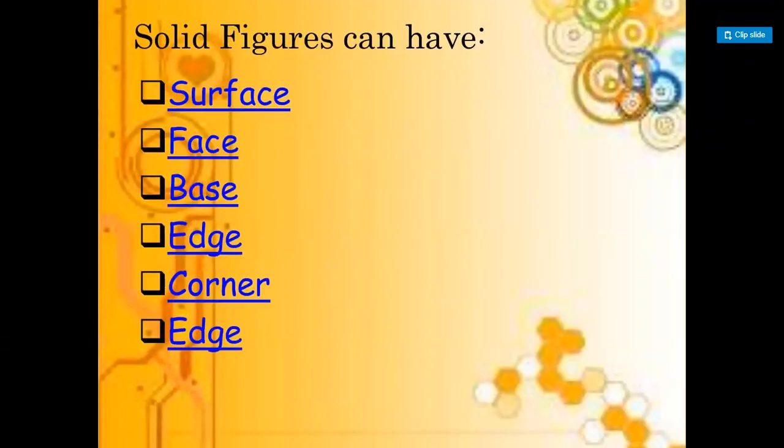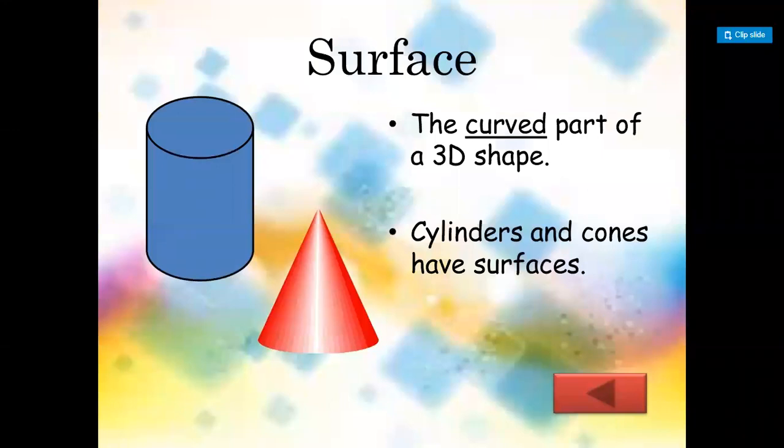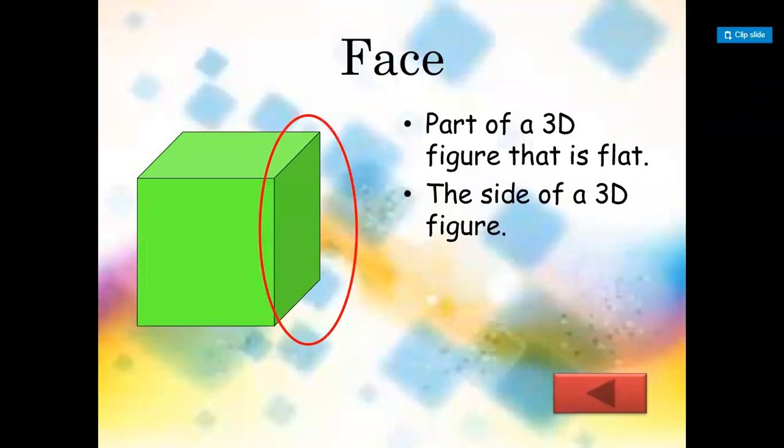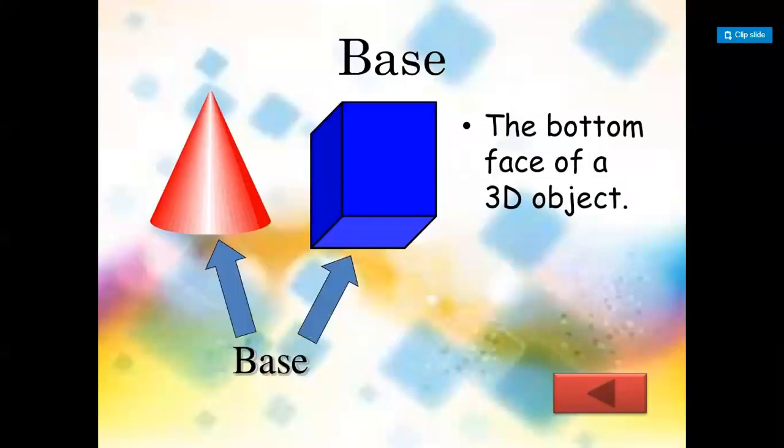And they can have surface, face, base, edge, corner, and vertex. The surface is the covered part of a three-dimensional shape, like cylinders and cones have surfaces. The face is a part of a three-dimensional figure that is flat, and the side of a three-dimensional figure. The base is the bottom face of a three-dimensional object.